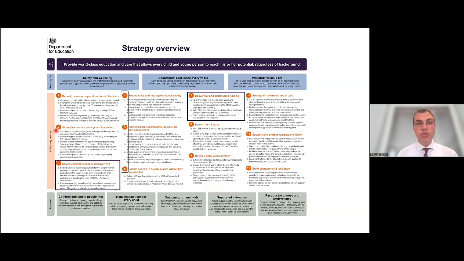The plan is focused on a few points. I'll just highlight some of them. First of all, drive sustainable school improvement, create clear and intelligent accountability, rigorous standards for curriculum, and also fair access to information, accessible funding, and also access to the quality that we are looking for everyone.